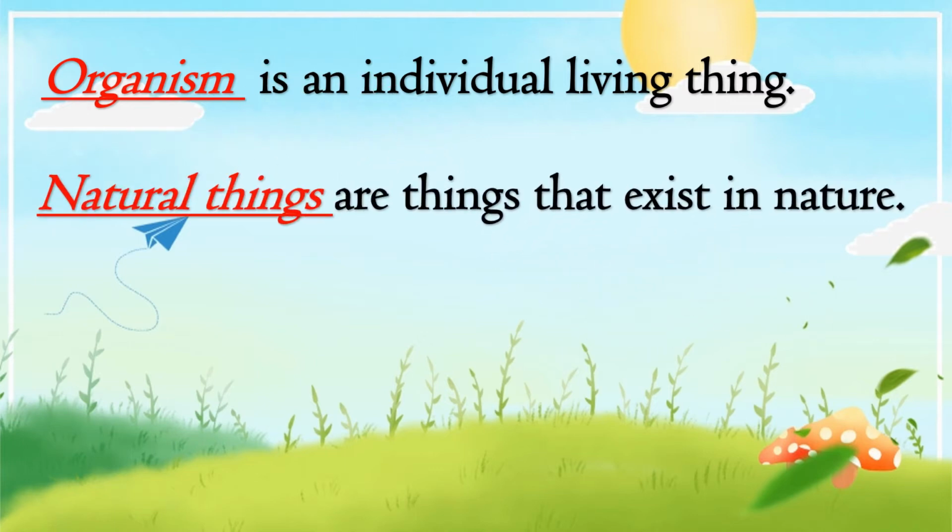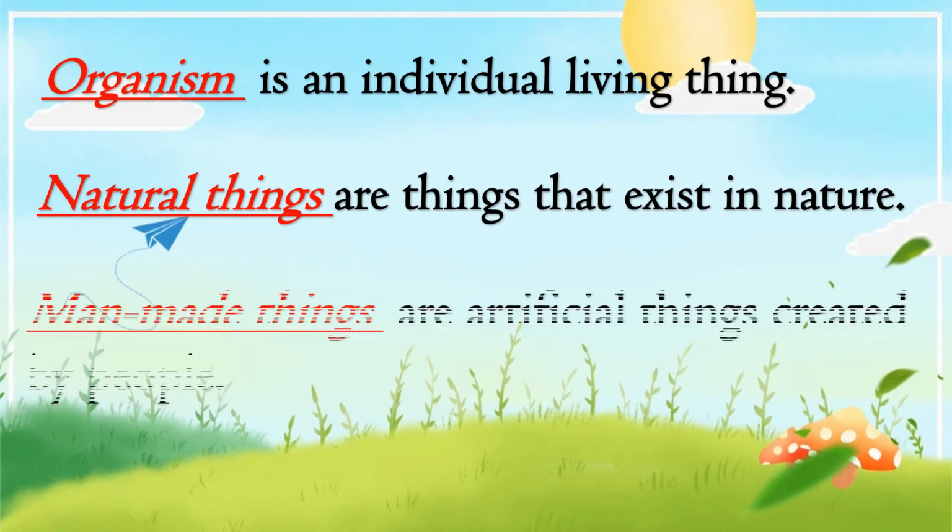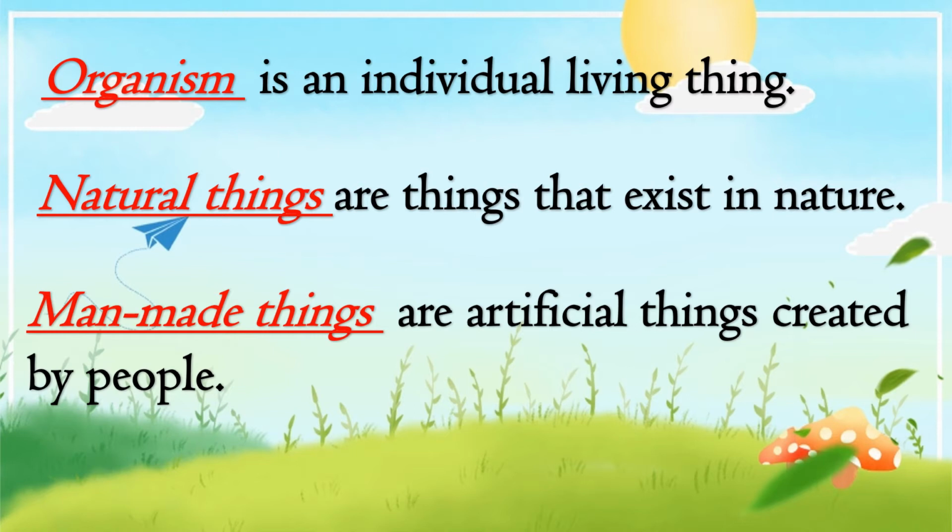Natural things are things that exist in nature. Man-made things are artificial things created by people.